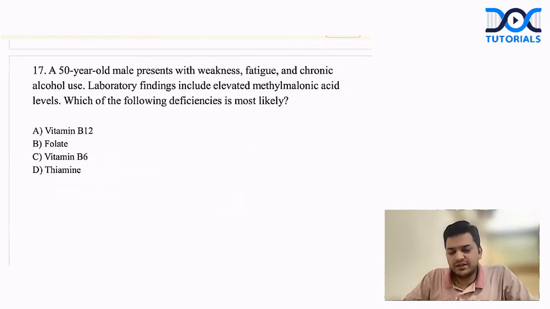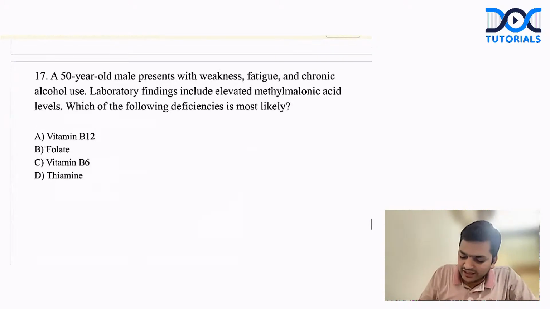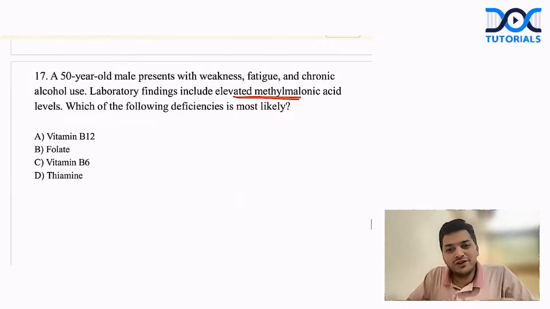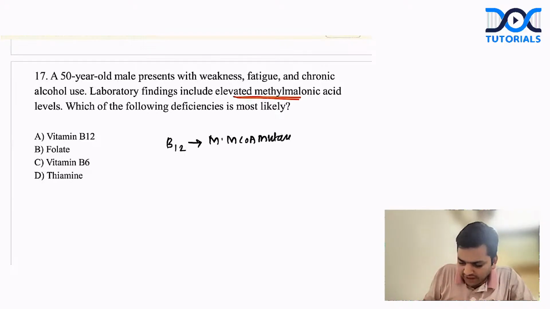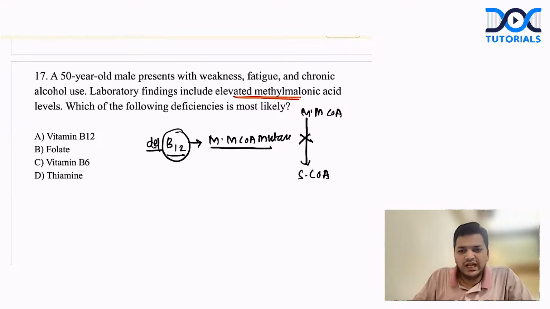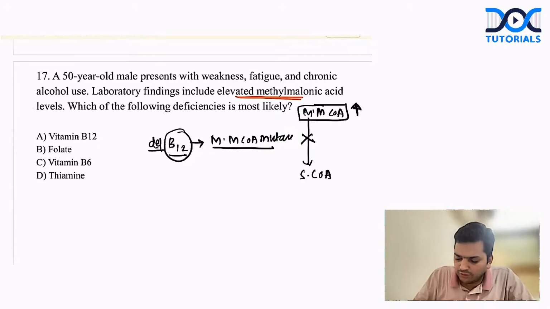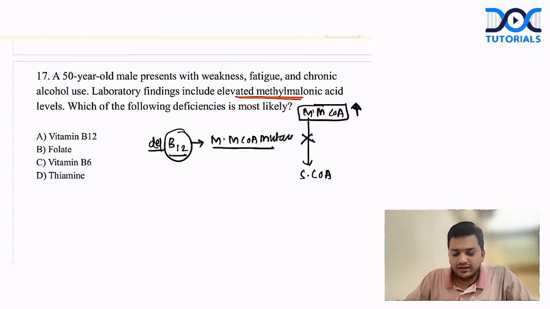A 50-year-old male presents with weakness, fatigue, and chronic alcohol use. Laboratory findings show an increased level of methylmalonic acid. The concept we have already discussed. Vitamin B12 helps in the enzyme activity of methylmalonyl-CoA mutase. This enzyme converts methylmalonyl-CoA to succinyl-CoA. If B12 deficiency is there, this enzyme will not work, and there is going to be an increase in methylmalonyl-CoA levels. And this is what they are seeing. In the chronic alcoholic patient, because they don't take a proper diet, there is a very high chance of that happening.